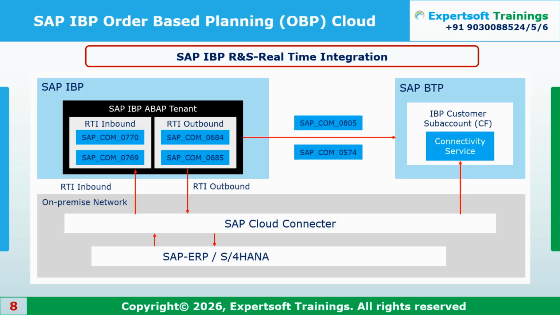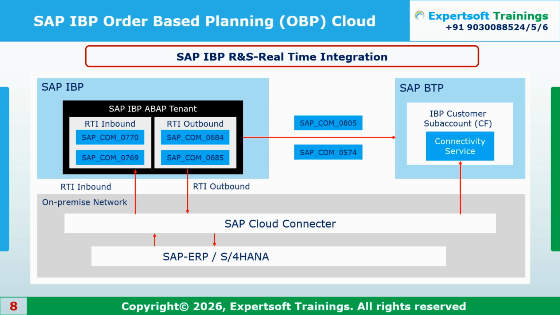So now, how can we integrate IBP to your source system S4HANA when you are dealing with order-based planning? Specifically for order-based planning, we depend upon the real-time integration, RTI. Via RTI only we integrate the data between your source system and your IBP. This is how it looks. Suppose this is your source system S4HANA, and this is our cloud system IBP, and in order to connect IBP with the S4HANA, there should be an interface, right?